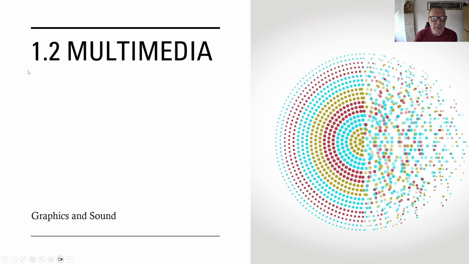So in this video we're looking at multimedia and how we store graphics and sound on computers. It's part of data representation for A-level computer science, and this is 1.2 in the CIE spec.